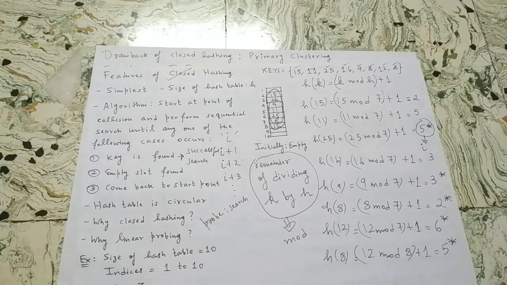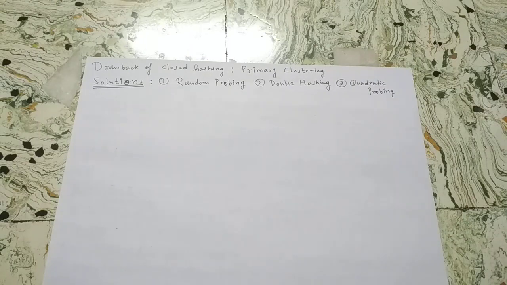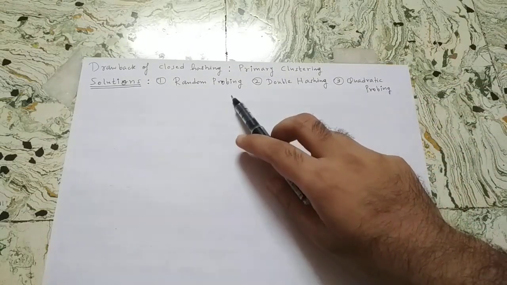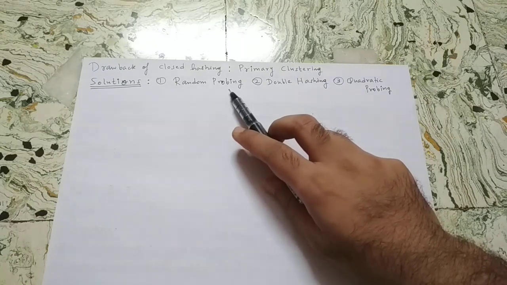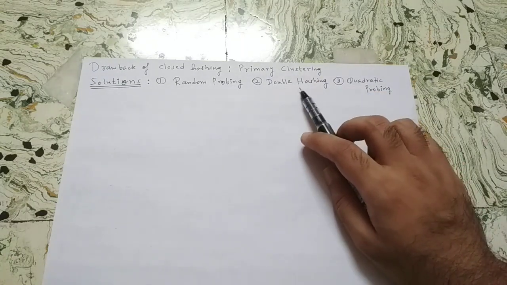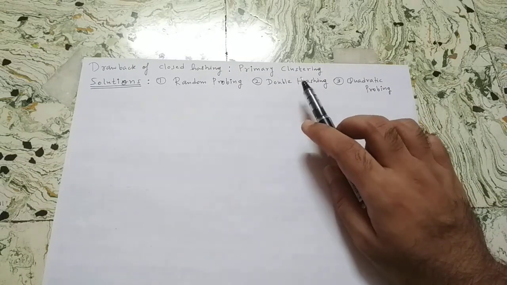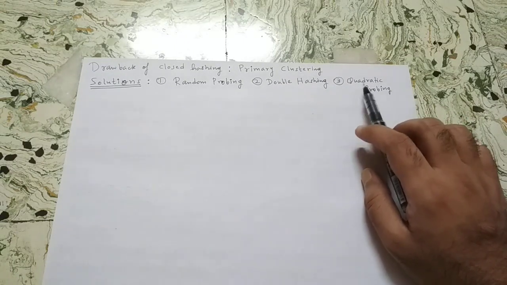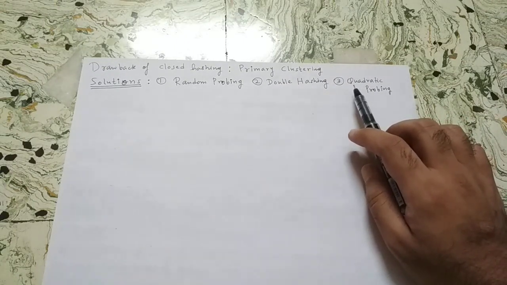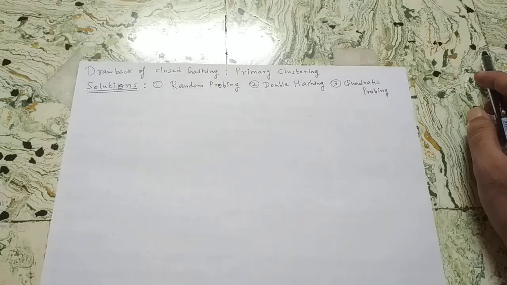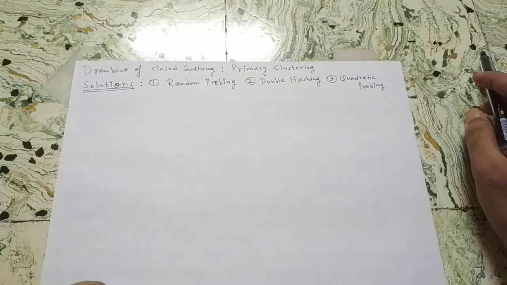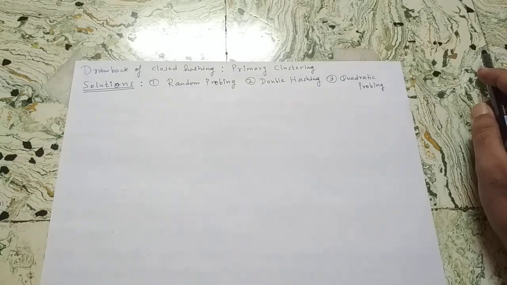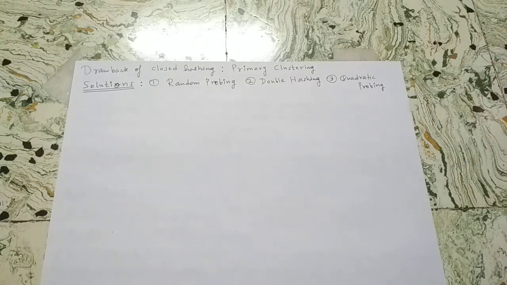So what are the solutions to primary clustering? The solutions are, as you can see, random probing, which employs a pseudo-random number generator. You can also go for two hash functions in the technique of double hashing, also known as rehashing, or you could go for quadratic probing, in which instead of searching the hash table in a linear fashion, you skip locations iteratively and look for the search item or an empty space to resolve collision. Now, I'll explain what is random probing.